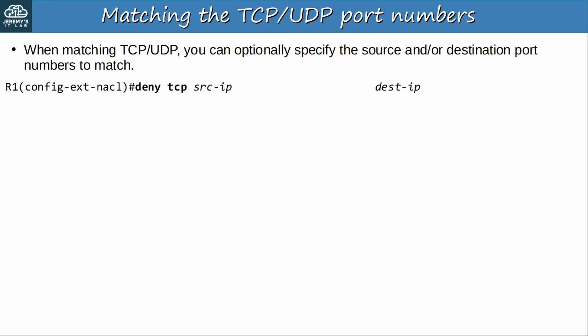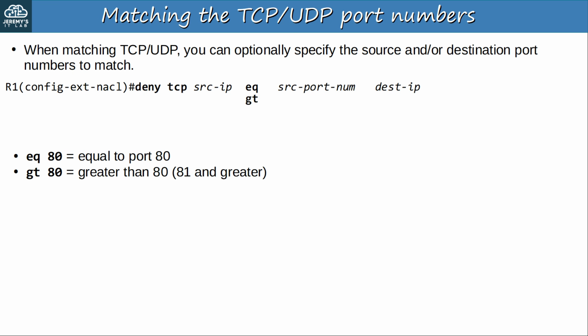If you want to specify the source TCP or UDP port, you specify it after the source IP address and wildcard mask like this. EQ, followed by the source port, is just one option. For example, EQ 80 means equal to port 80, so it matches TCP source port 80. Another option is GT, greater than. For example, GT 80 matches all ports greater than 80, so 81 and up.